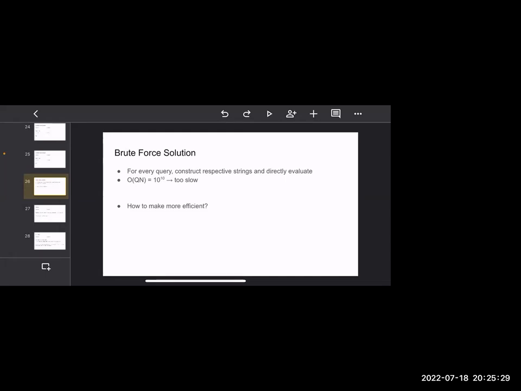Now, USACO does have a subcase for Q and N being less than 1,000. So you can get one test case using the brute force solution, about 20%. So you want to do better than that. We basically want to find out how we make this a more efficient process, right? Because obviously directly comparing every single index for every single string Q times is not efficient.